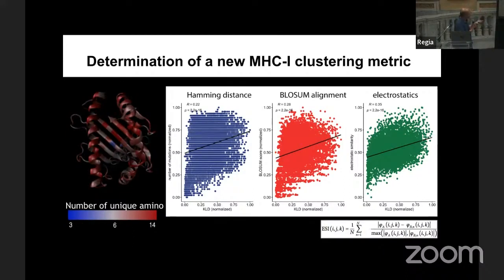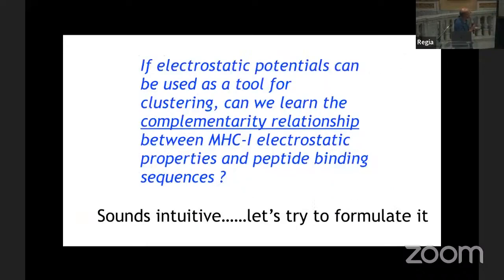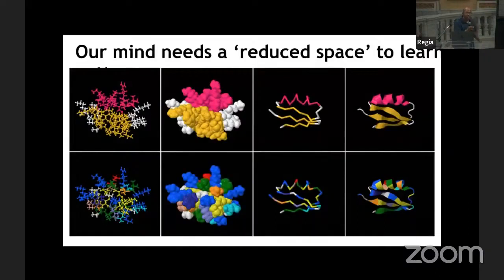Okay, so with that then, can we now formulate a tool, a machine learning tool that can actually learn the complementarity relationships between the protein and the peptide? How do we do that? Okay, first thing, when you start doing learning, we can't learn all the variables. We need a latent space. If I show you a protein in this form, you will not be able to even understand that it's a protein. Only in a reduced space of a ribbon diagram would you recognize that it's a protein. So when we want to learn something, we have to go to reduced spaces.